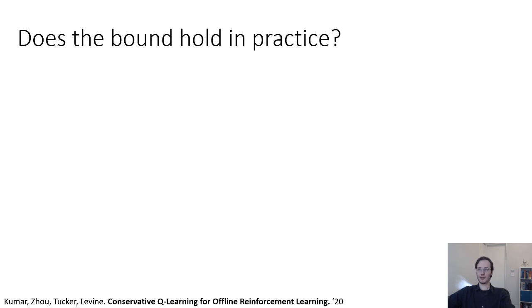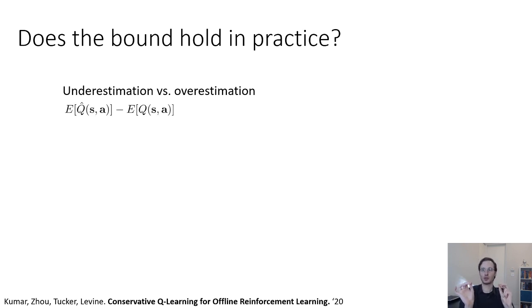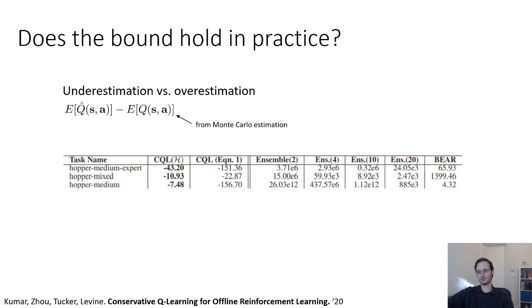Okay, so does this bound hold in practice? One of the things we did is we actually empirically measured underestimation versus overestimation on a simple benchmark task. So what I'm going to be showing is basically the expected value of the learned Q function Q hat minus the expected value of the true Q function. So if these values are negative, that means that Q hat is less than Q in expectation. If they're positive, that means we're overestimating. And we get the true Q function by actually rolling out the policy many times and using Monte Carlo.